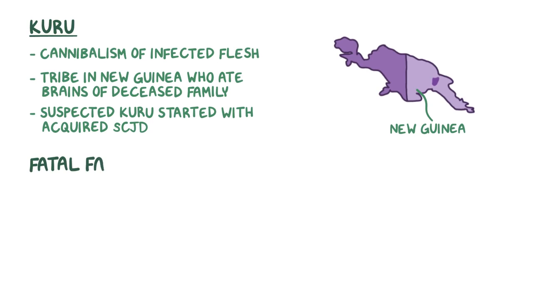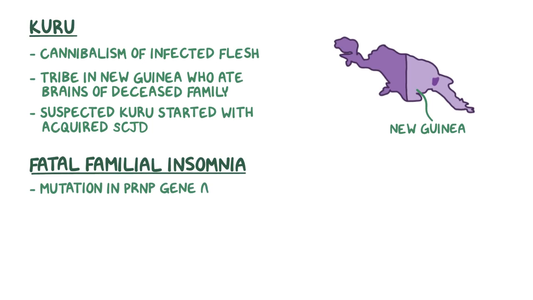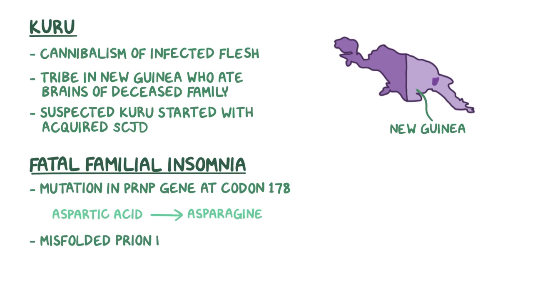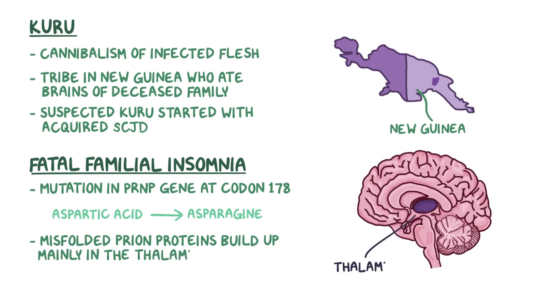Another disease is fatal familial insomnia, which is also caused by a mutation in the PRNP gene at codon 178, where aspartic acid is substituted with asparagine. An interesting example of two different clinical diseases developing from different mutations in the same gene. In fatal familial insomnia, misfolded prion proteins build up mainly in the neurons of the thalamus that helps regulate sleep, rather than causing the typical spongiform degeneration of the cerebral cortex and cerebellum that happen in other prion diseases.